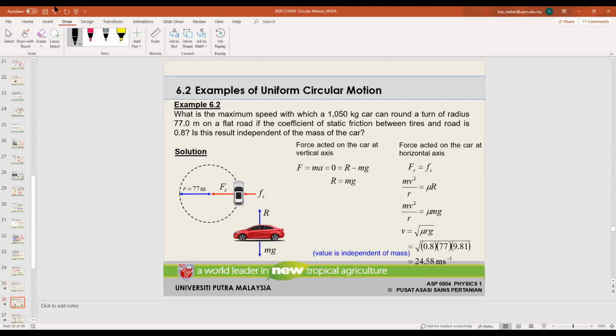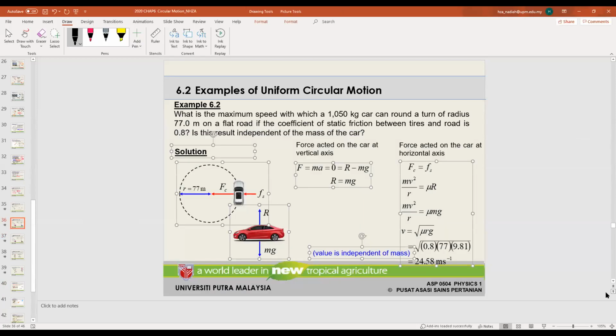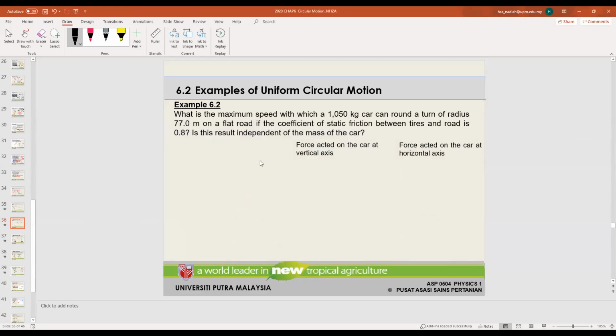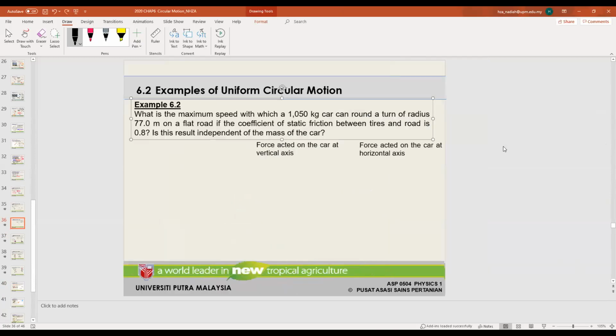Oops, this one is a little bit... Oh, duplicate slide. This one. Okay. Oh.